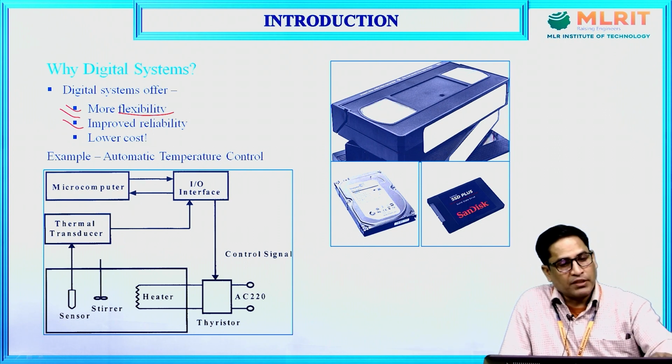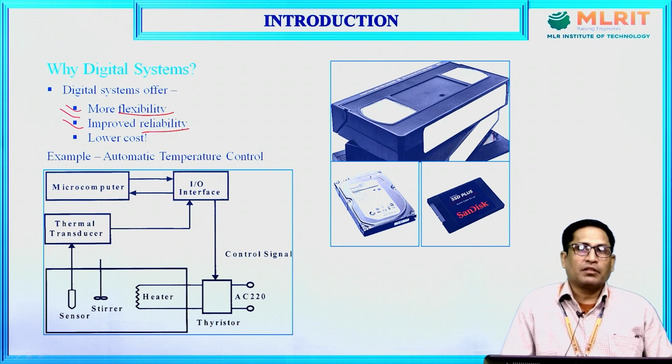Again, improved reliability. That means if we apply the same set of inputs and we get some output, digital systems offer improved reliability. If we get the same output after some time, under different conditions also, if every other variable is the same, we can expect that reliability is going to be better as compared to the existing conventional systems. That means for the same inputs, the same output is going to be produced.